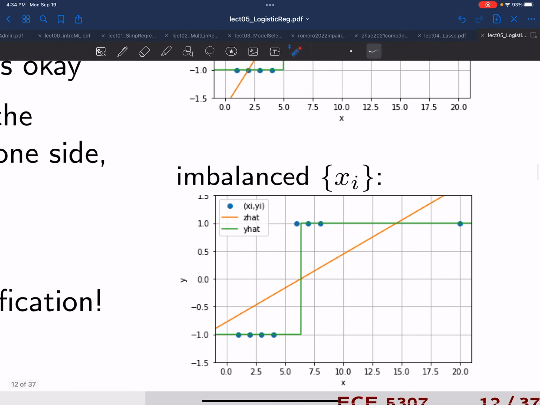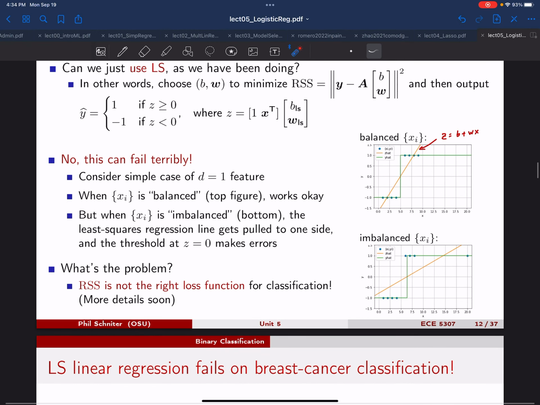So roughly speaking, we're going to call this the imbalanced case. When your data is sort of imbalanced, in that these labels are kind of tightly packed together, and then these labels are spread far apart, or features. These features are close, these features are far. Least squares linear regression does not do the right thing. Somehow it messes up. So the question is, what's the solution?